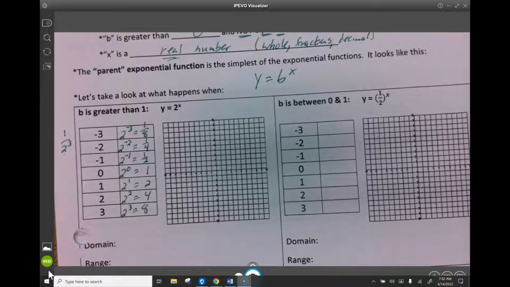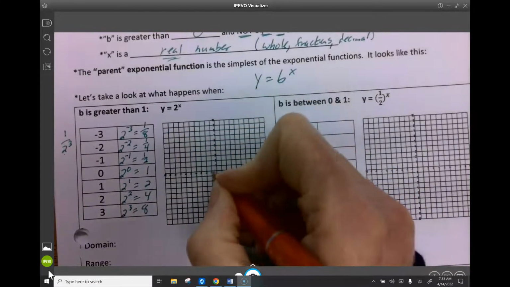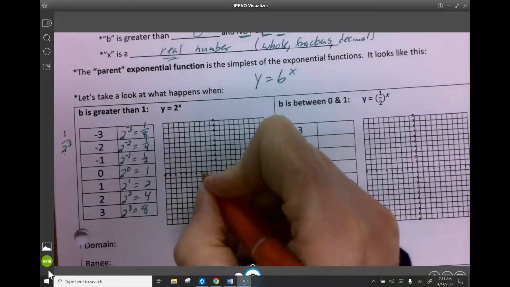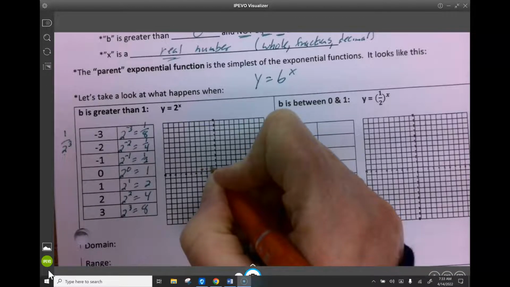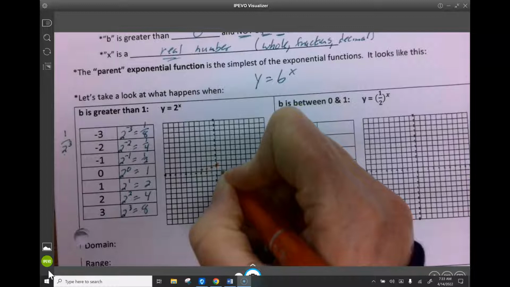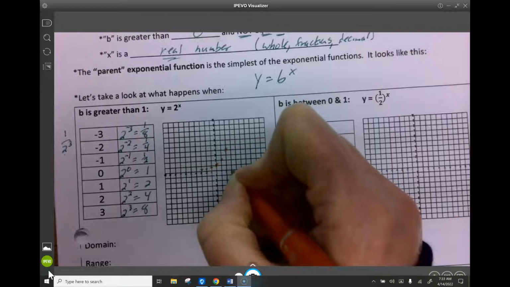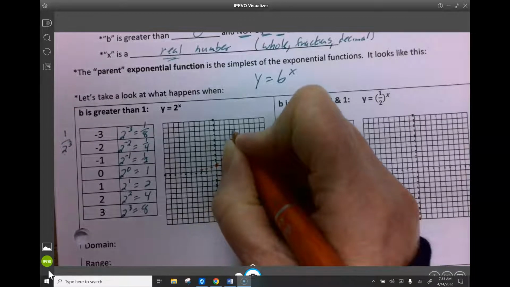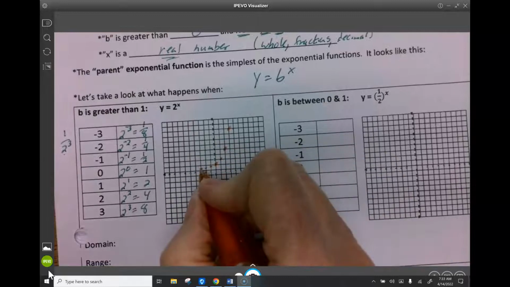Okay, let's plot those points. So we have negative 3 and 1/8. This graph is so small. We're just going to put it right there. And then negative 2 and 1/4, and it barely is hitting up. And then 0, 1. Then we go 1 and 2, 2 and 4, 3 and 8. I believe that's there. Now that's what our graph is looking like. We already saw the parent function earlier. Hopefully you can see those points.